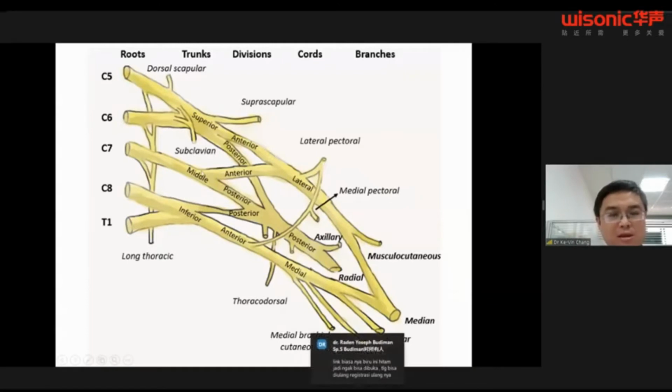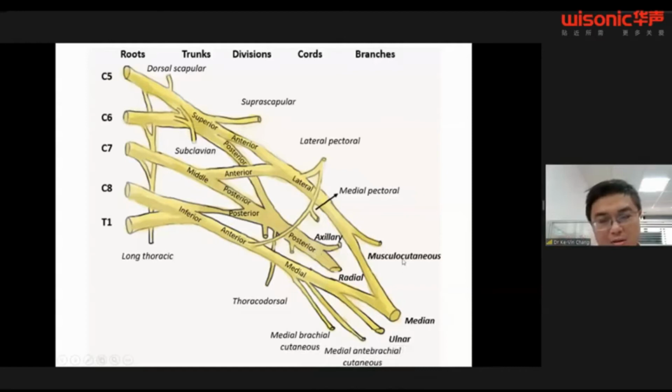One is the dorsal-scapular nerve. The other is the long thoracic nerve. Dorsal-scapular nerve originates from the C5 nerve root, and the long thoracic nerve receives fiber from C5, C6, and the C7 nerve root. And at the level of the trunk, you are going to find the suprascapular nerve emerge from the superior trunk. And then you can find the superior trunk, middle trunk, and the inferior trunk.